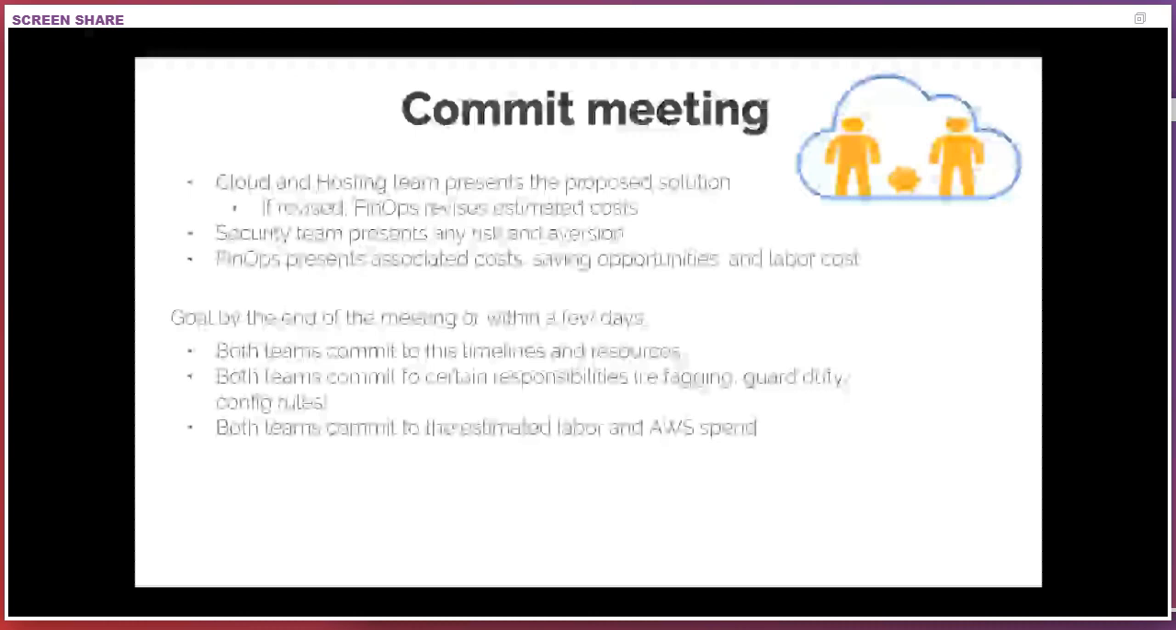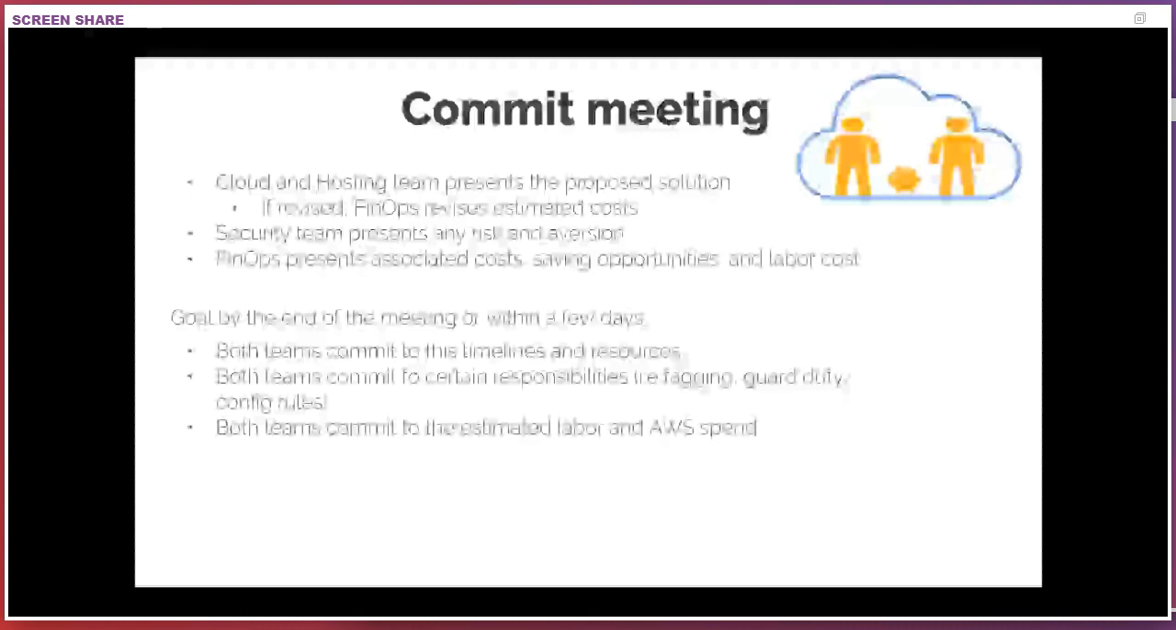We've committed to responsibility. So if a product owner is coming in, we let them know that they own security, they own cost, they own tagging compliance. And we let them know what we're going to help provide for them, GuardDuty, Config rules. And then both teams are aware of what the estimate is, they've both talked about it, and they've both committed to that being the target they're going to stay on.